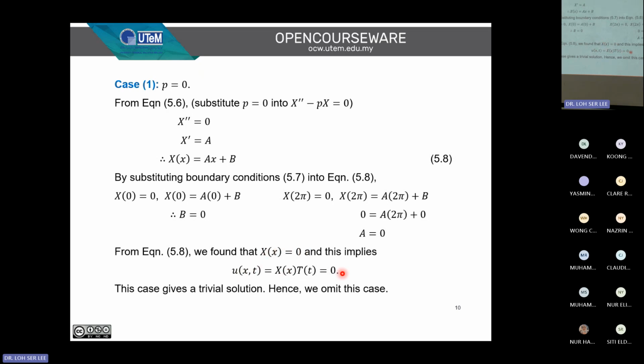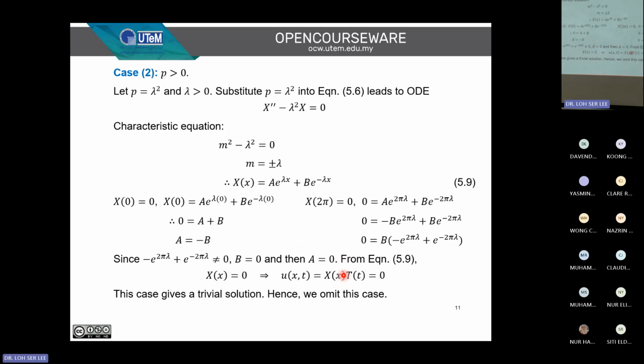So that means this case will give a trivial solution. Trivial solution means 0 solution. So we will omit this case. That means we discard this case. We won't use this case, because it gives a trivial solution. Okay, so far any questions?